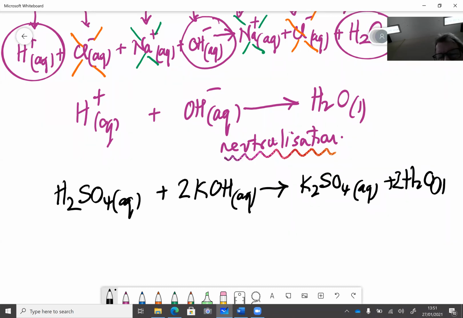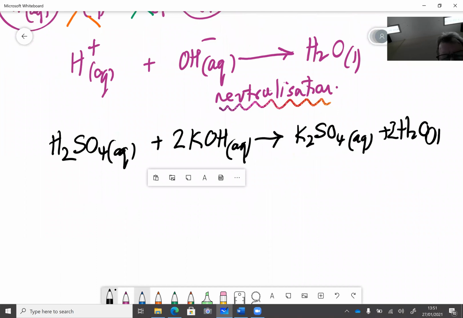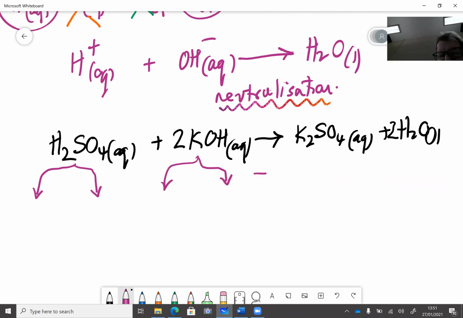Now, I do exactly the same again. I look for the ones which are aq. So this will split into two. And this aq will split into two. And this is aq, so this will split into two. This one, no, it's liquid. That was meant to be L in brackets. So this one, L, not aq, does not split. So back to the beginning.